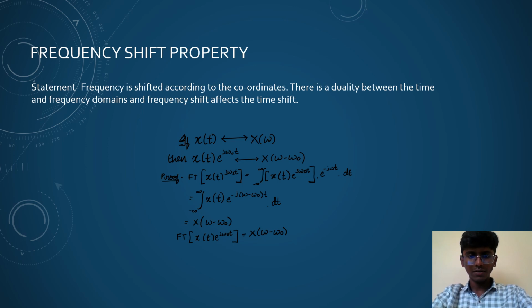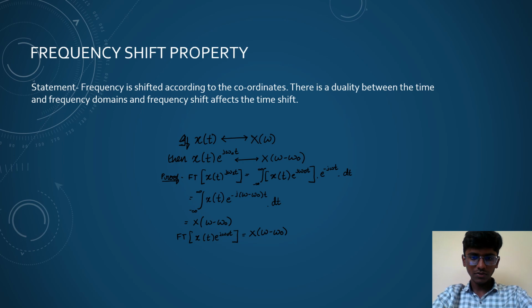And it can be explained clearly that if the Fourier transform of x of t is x of omega, then the Fourier transform of x of t into e power j omega naught t is equal to x of omega minus omega naught. It can be proved in the given way at the PPT level.